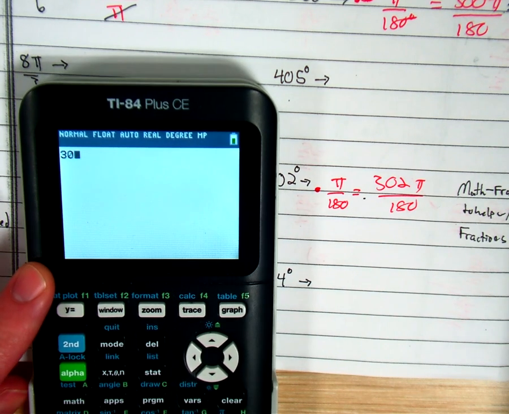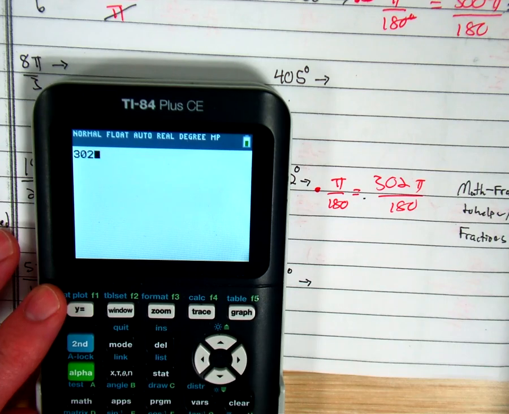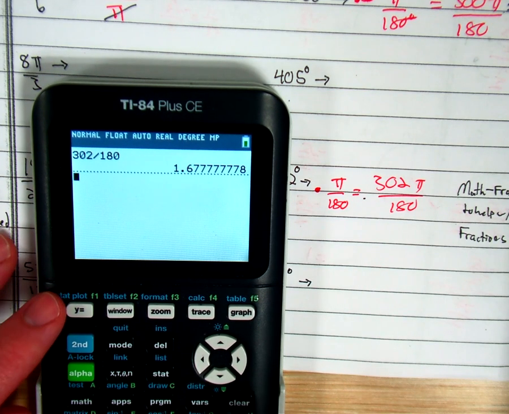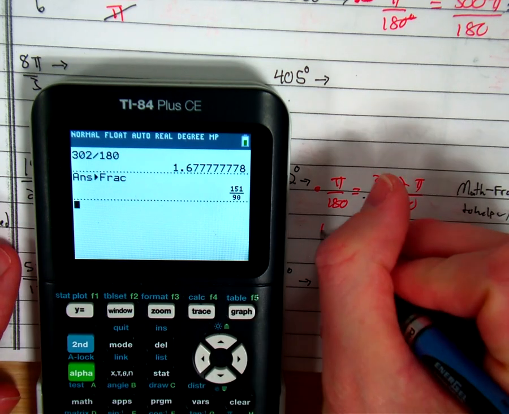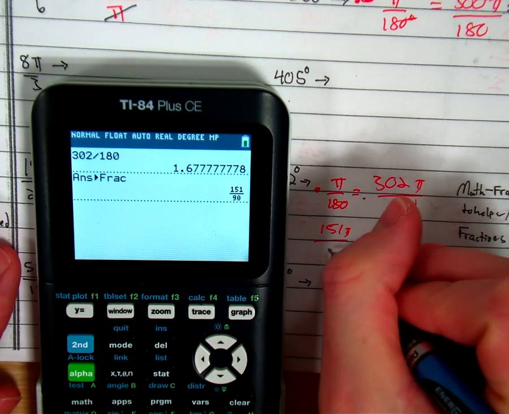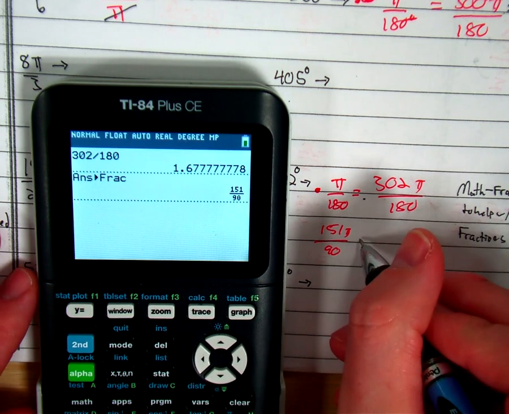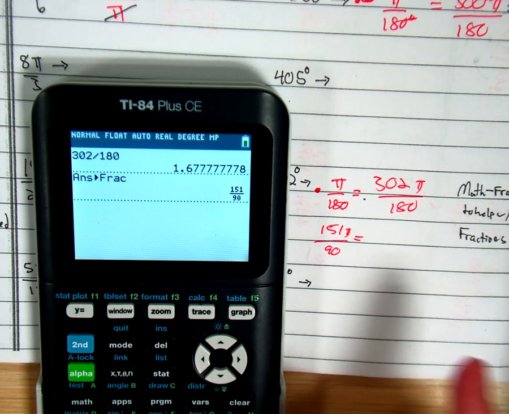302 pi. Nope, we don't need the pi. 302 divided by 180. And we can go math frac. That would reduce to 151 pi over 90. That's not that helpful. Okay? Because those are not on the unit circle, so that's not helpful at all.